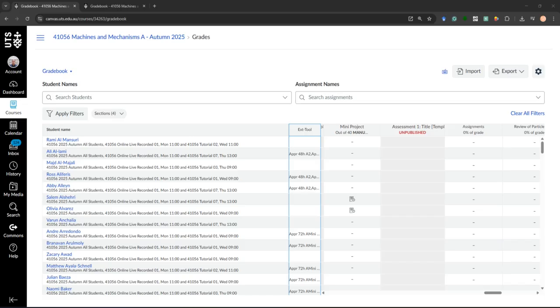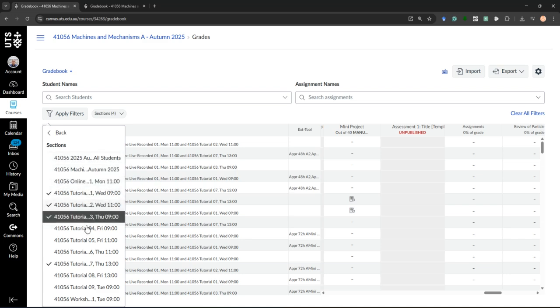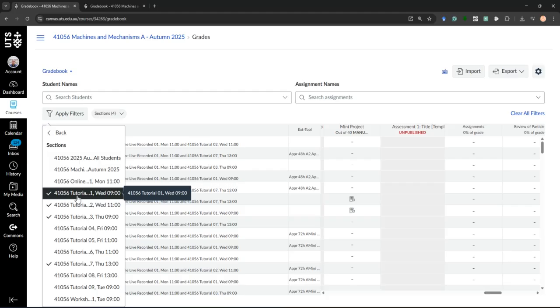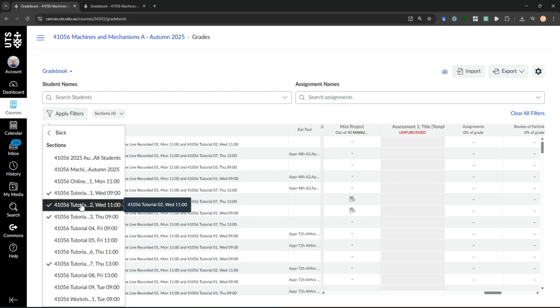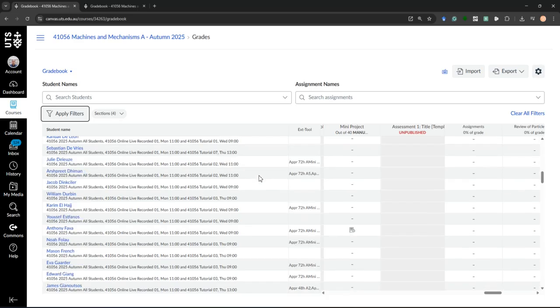Anyway, what we're going to do in the marking once again is that every one of us is going to mark his own tutorial sessions. To get that, you can apply the filters, and from the filters go to the sections, and then you can select the session that you are working on. For example, I do the Wednesday 9 a.m. and Wednesday 11 a.m. I'm also doing the Thursday 9 and Thursday 1 o'clock. So by clicking that, those are my students.